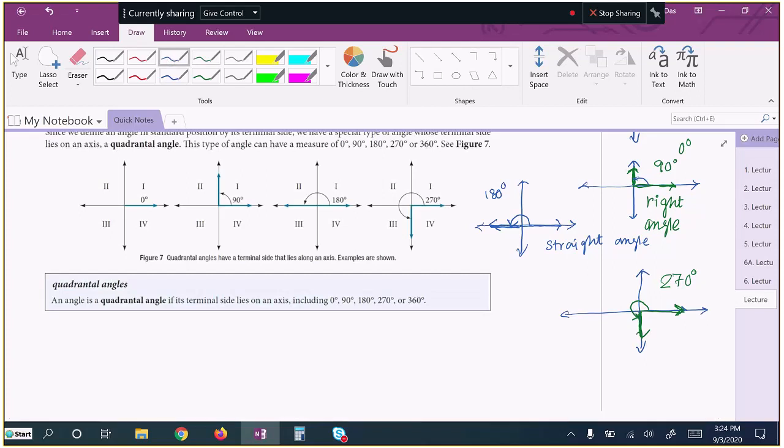The fifth quadrant angle is a complete rotation of a circle. So we start with the initial side coincident with the positive direction of the x-axis. We do a complete rotation along the circle and we get the measurement of 360 degrees, which is our fifth and final quadrant angle.